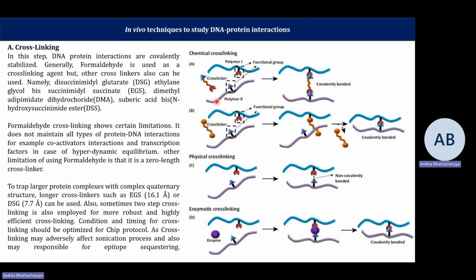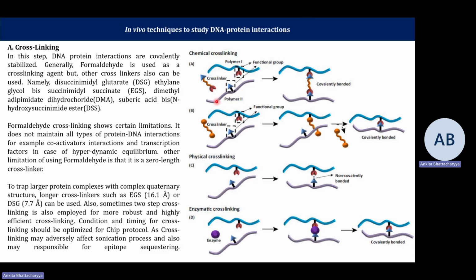Namely, you have DSG, which is disuccinimidyl glutarate, EGS, ethylene glycol bis-succinimidyl succinate, dimethyl adipimidate dihydrochloride, or DMA, and DSS, disuccinimidyl suberate, or suberic acid bis-N-hydroxysuccinimide ester. DSS is the most commonly used. And there's also a variation of the same, I think it's known as BS3. These are all commercial variants, and they can all be used depending upon what has worked best for your currently existing protocol.